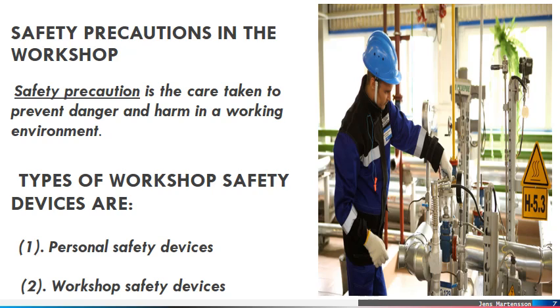Types of workshop safety devices are: 1, personal safety devices. 2, workshop safety devices. Personal safety devices are those devices you wear on your body. Everything you wear on your body to keep your body safe and secure is personal safety devices. Workshop safety devices are those equipment that are fitted in the workshop, fitted on the machine, or kept in the workshop to prevent accidents.